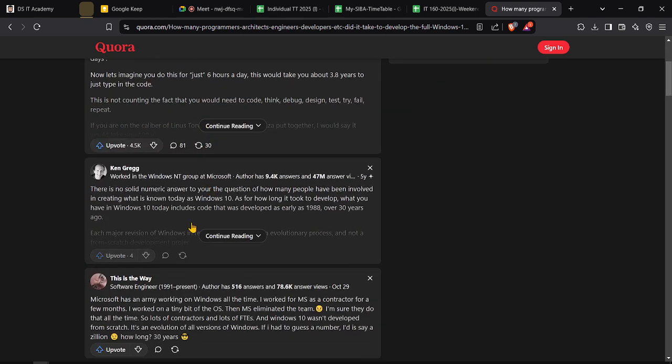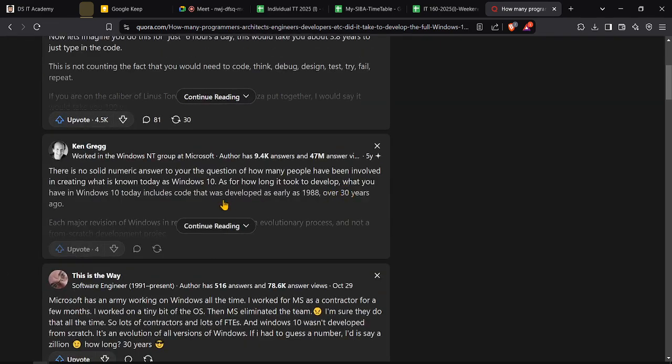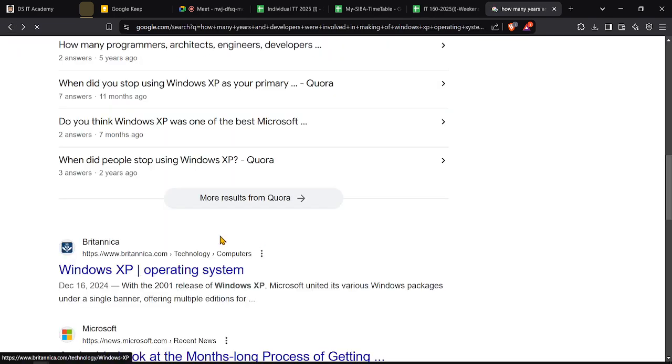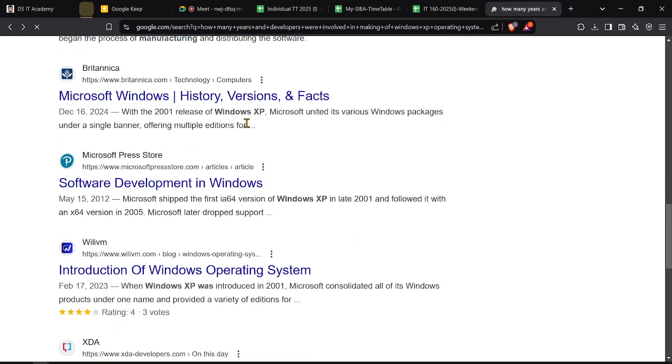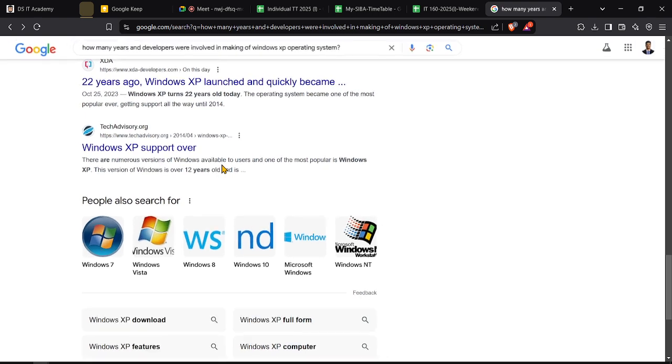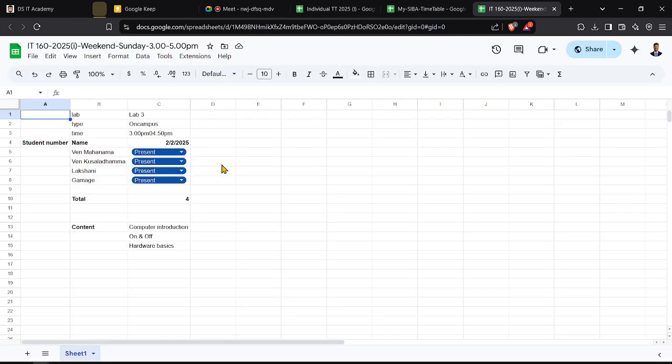Here, what is this about? What you have in Windows 10 today includes code that was developed in the 1990s even, right? So you can explore more about them if you are interested, right?